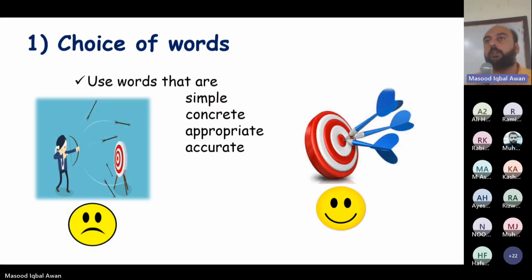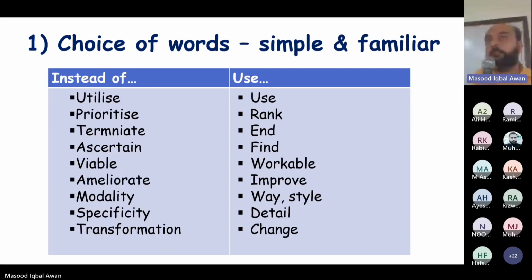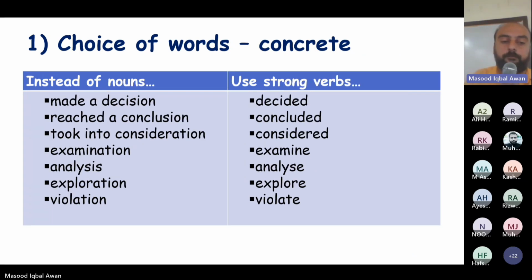Words make sentences, sentences make a paragraph, paragraphs make sections, and sections make a research paper, technical report, thesis, etc. Starting from the choice of words: the words we choose in scientific writing should be simple, concrete, appropriate, and accurate. I will give some examples. Scientific writing is read not only by native speakers, but also by non-native speakers like us. So we need to use simpler and familiar words.